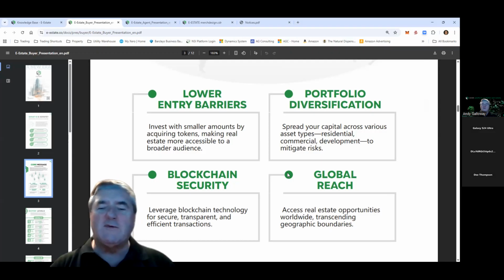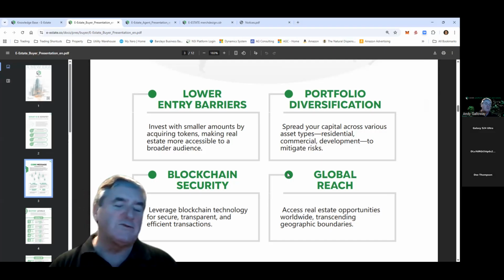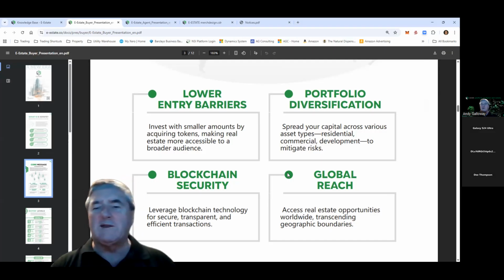Everything's on the blockchain, so that inherently is secure. Blockchains are inherently secure simply because nobody can change what's on the blockchain. Nobody can change it unilaterally. You would need thousands and thousands of people to all agree to change something before it got changed, and it's just not practical. And global reach. We talked about the global reach just now.